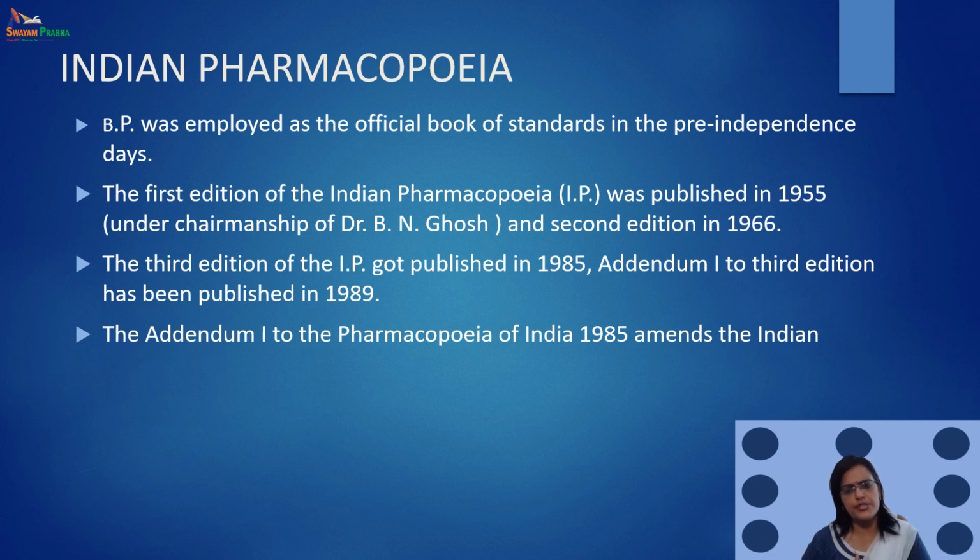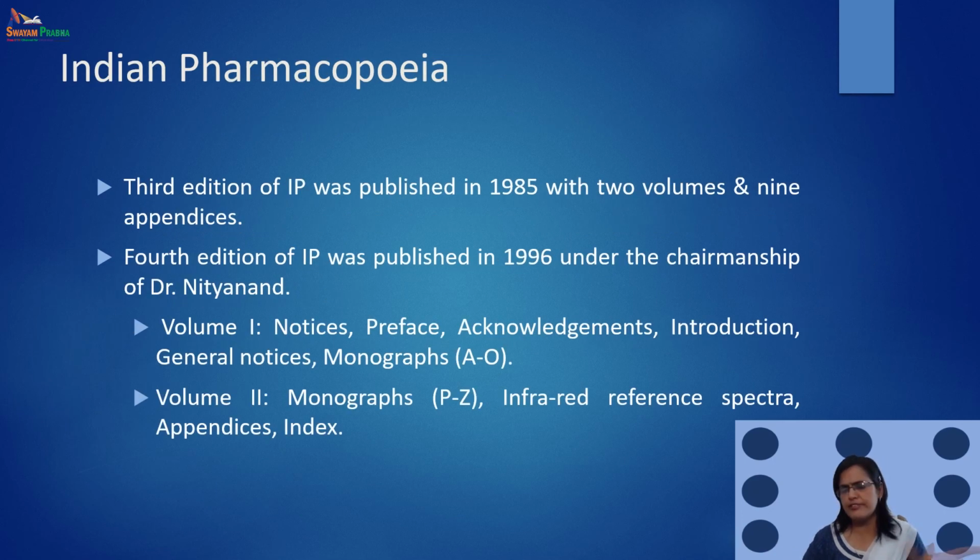The second edition was introduced in 1966, and it had many drugs, crude drugs and their preparations. The third edition of the IP was published in 1985. So the first edition in 1955, the second edition in 1966, and the third edition in 1985. The addendum first of the third edition was published in 1989. The IP has several editions and volumes, and the third edition, when introduced in 1985, had 2 volumes and 9 appendices.